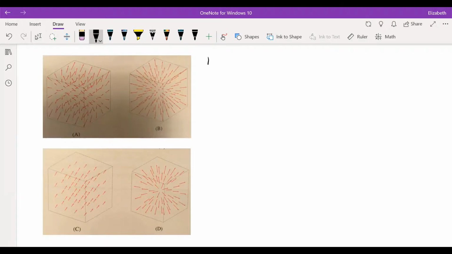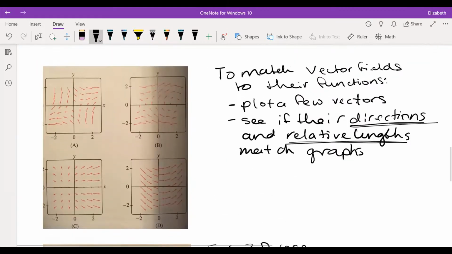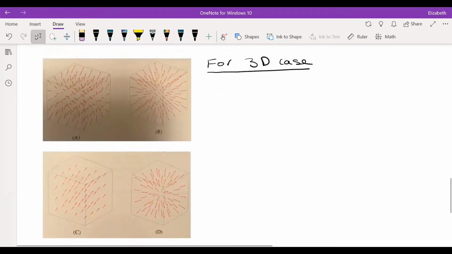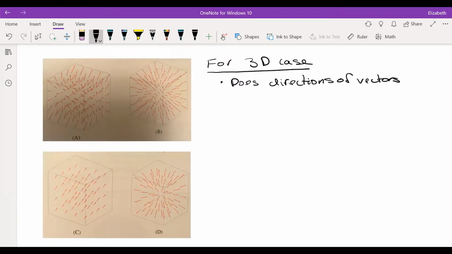So for the 3D case, here's what you want to look for. And actually, you can use these strategies in general, in the 2D case as well. But in the 3D case, you can't really do the whole starting with plotting a few vectors thing, because that's really tough. So anyway, in the 3D case, the first thing you want to check is, do the directions of vectors depend on their location?